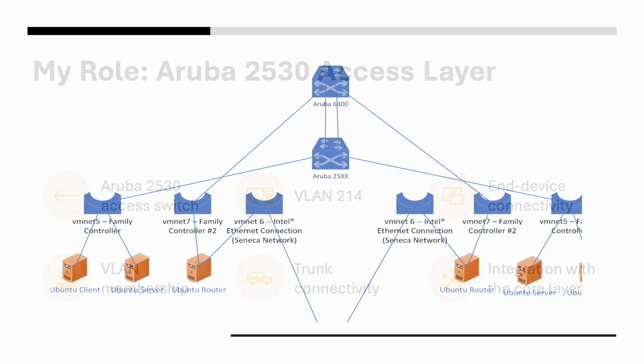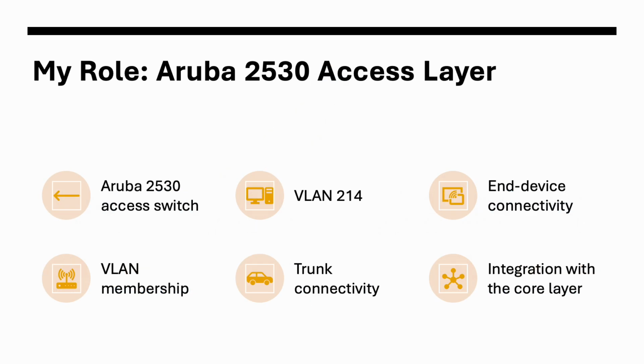Now, my role in this project, as I had mentioned earlier, I was using the 2530 switch. I worked with VLAN 214 and made sure my end devices were connected correctly. This included checking VLAN membership and making sure the client and servers were connected to the correct access layer. I also worked with trunk connection between the Aruba 2530 and the core layer.